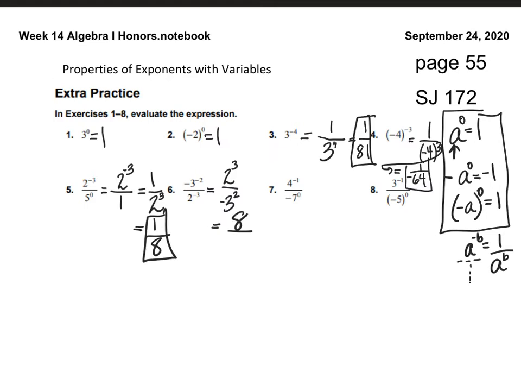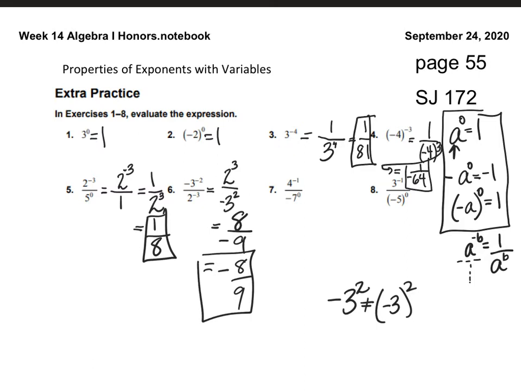In the denominator, now this is tricky. There's a difference between the opposite of 3 to the second power, and negative 3 to the second power. Those do not give you the same answer. I have the opposite of 3 to the second power. 3 to the second power is 9. The opposite of 9 is negative 9. So the answer is negative 8/9 for number 6.